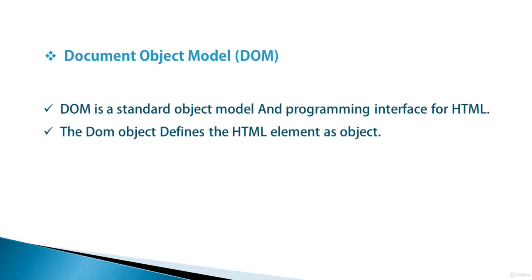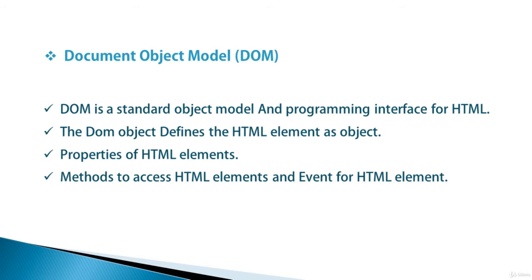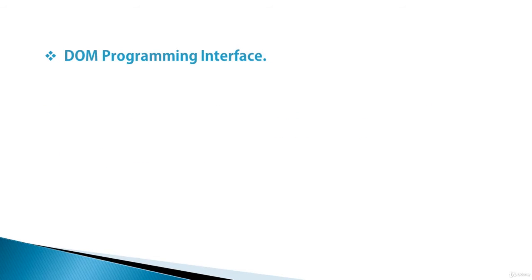The DOM object defines the HTML elements as objects, and it also defines properties of HTML elements, methods to access HTML elements, and events for HTML elements. So basically, you can do everything with HTML elements using the document object model. In the document object model, methods are actions performed on HTML elements, and properties are values which you can change or set. So we will first understand the DOM programming interface.